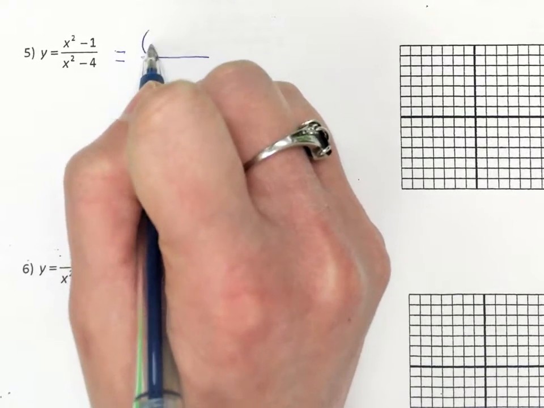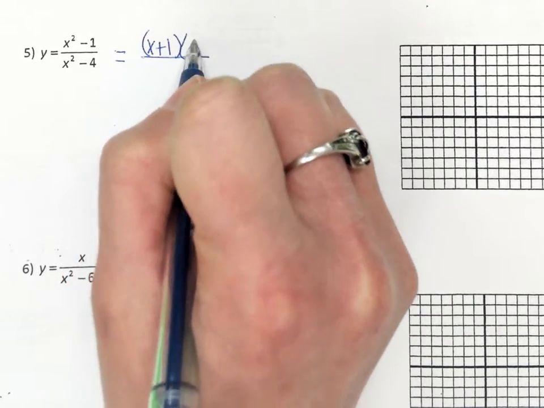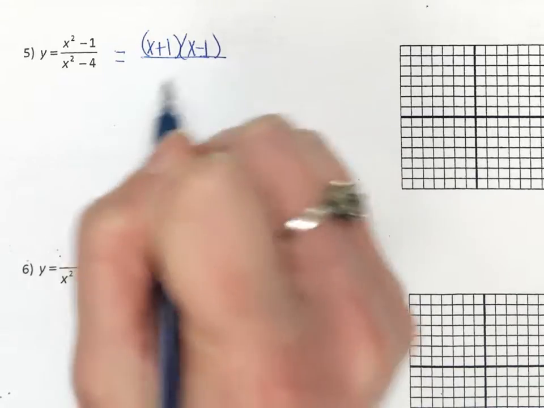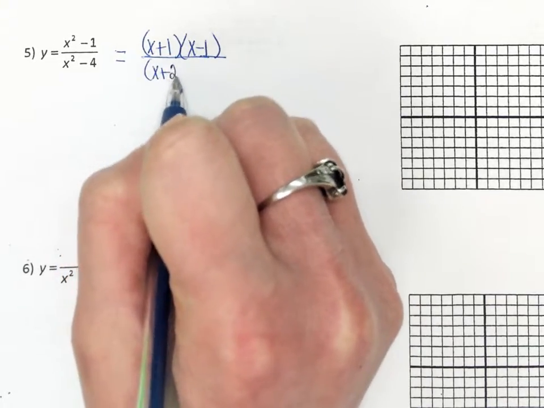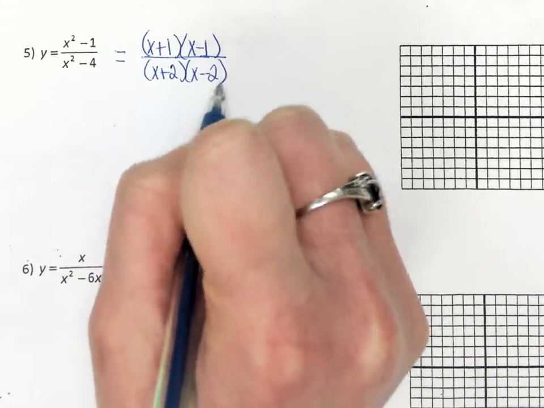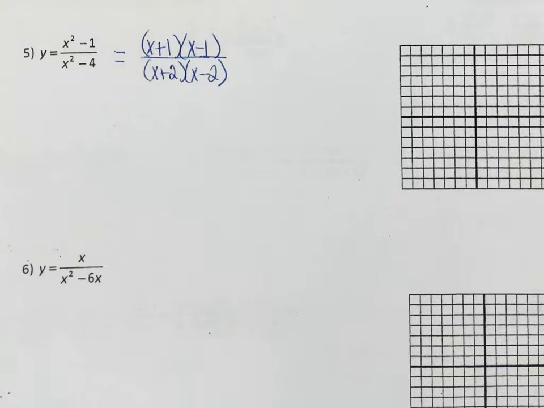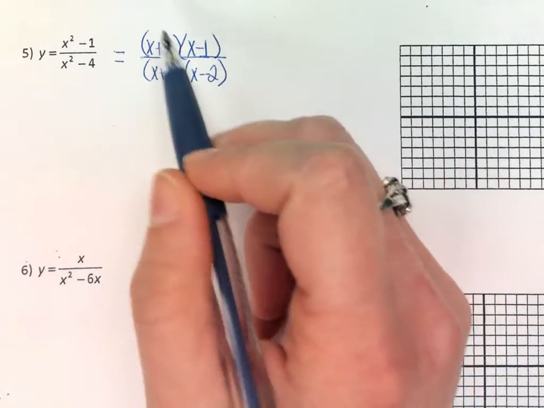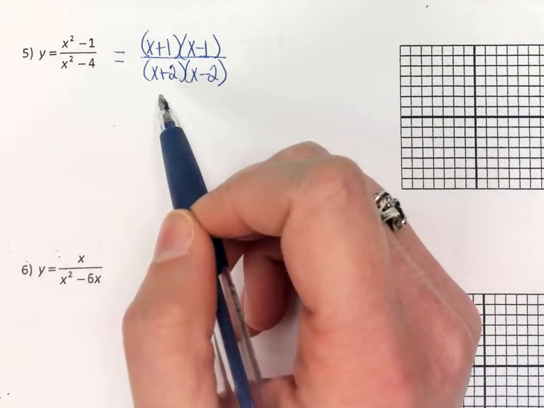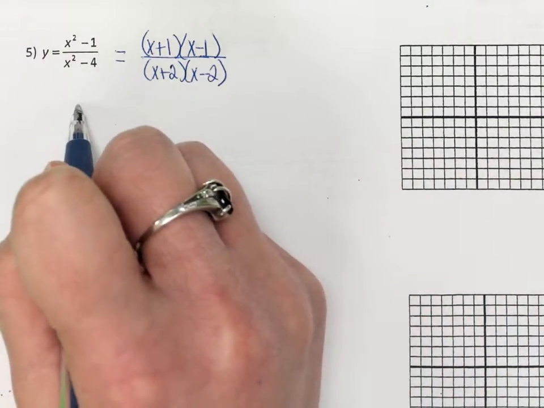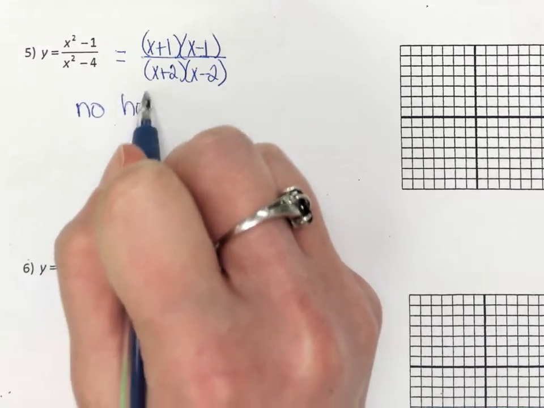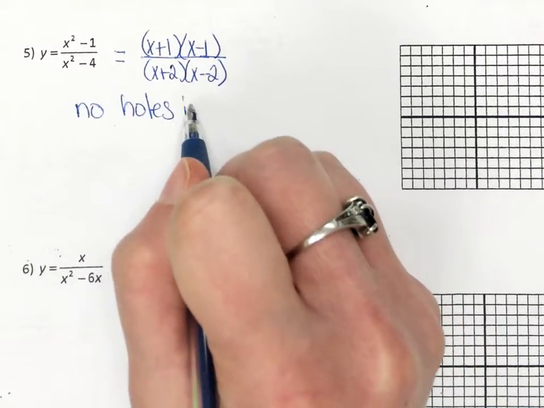So what do you notice about the numerator and the denominator? You can factor them as x plus 1, x minus 1 on the top, and x plus 2, x minus 2 on the bottom. We did that yesterday. Okay, so in order to have a hole, things have to cancel out. Does anything cancel out here? No, so we don't have holes. So no holes on the graph.